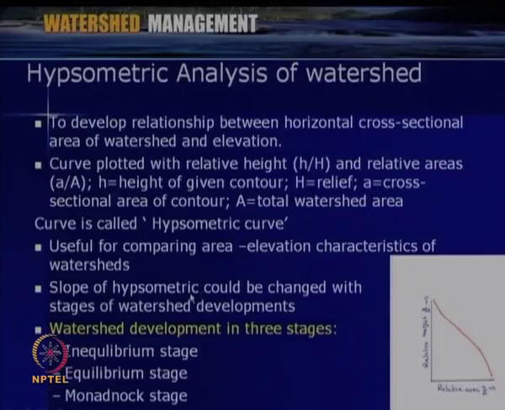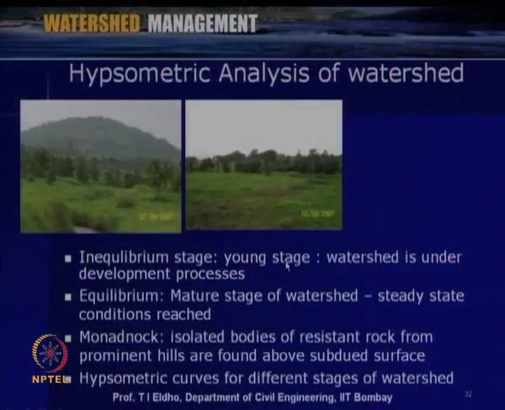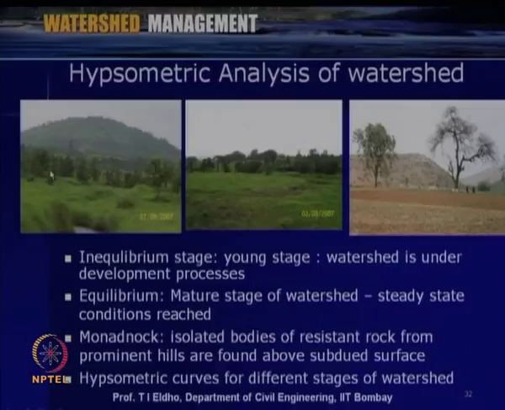The slope of the hypsometry could change with the stages of watershed development. According to the development taking place within a watershed, we can classify the watershed into 3 stages. One is the inequilibrium stage, the second is the equilibrium stage and the third is the monadnock stage. The inequilibrium stage is the young stage. That watershed is under development process. You can see that the watershed is still evolving, various things keep on happening, so no equilibrium is reached.